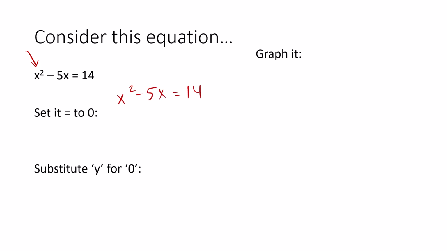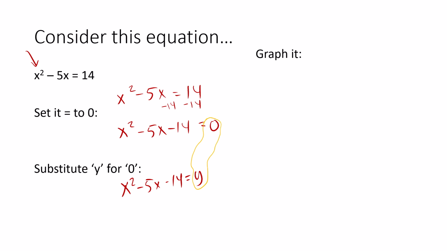That means getting a 0 on one side. And I can do that if I subtract 14 from both sides. So on my left side, I'm going to have x squared minus 5x minus 14. On the right side, 14 minus 14 is 0. And now we'll substitute a y in for that 0. Again, that's the little step where we're isolating the x-axis. We're saying, okay, we're going to make the y coordinate a 0, and then the x-intercept should be the solution to the equation.